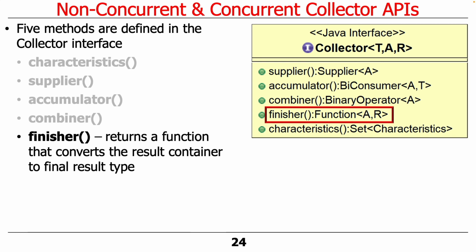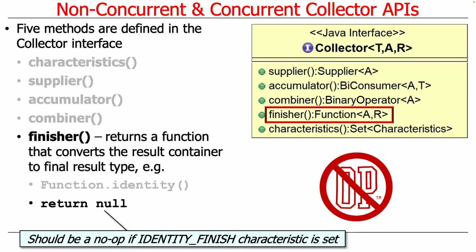And then the final method, which is not used unless you have something special with your collector, is called the finisher. And that returns a function that converts the result container into the final result type. Oftentimes, it's either a no-op or it's the identity function. So you're just saying, just return the accumulator. It's got everything in it. There's no need to do any more transformations whatsoever. So if you set the IDENTITY_FINISH characteristic, then you can return null and make it a no-op.